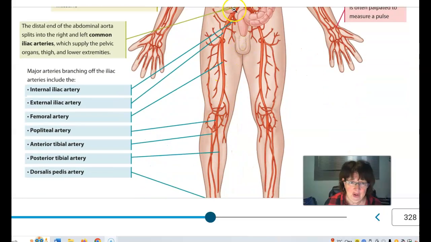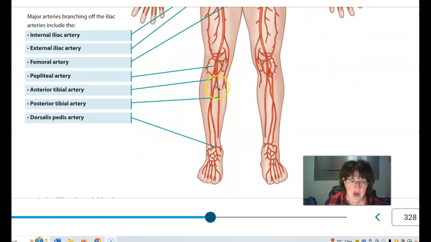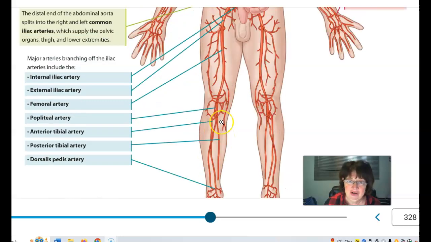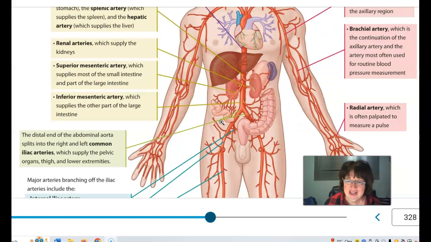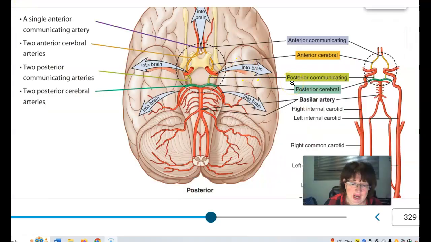So again, if we go back to descending aorta, then you have common iliac, external iliac, femoral, popliteal, and then your anterior tibial, your posterior tibial, and your dorsal pedis artery. Again, if it is on this diagram, it is testable. Next, we will look at veins. Before I get to veins, one more example of a beautiful example of anastomosis. You don't need to know the names of this, but if you look, this is the underside of the brain.